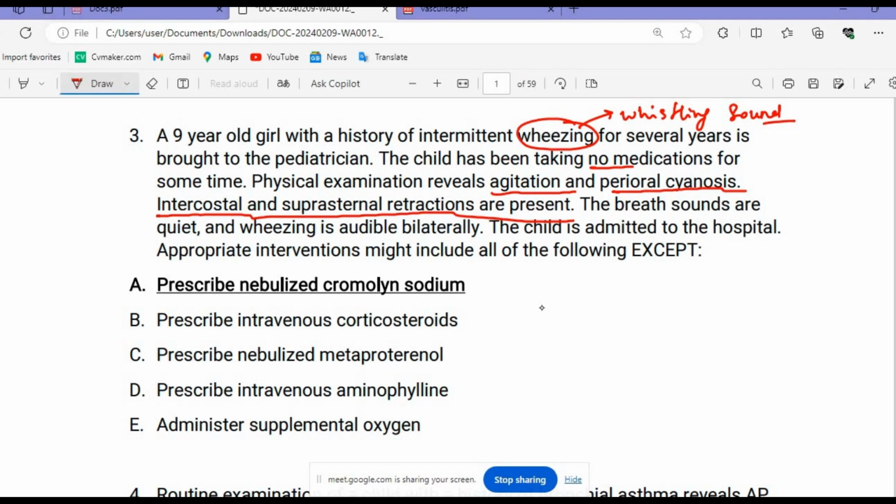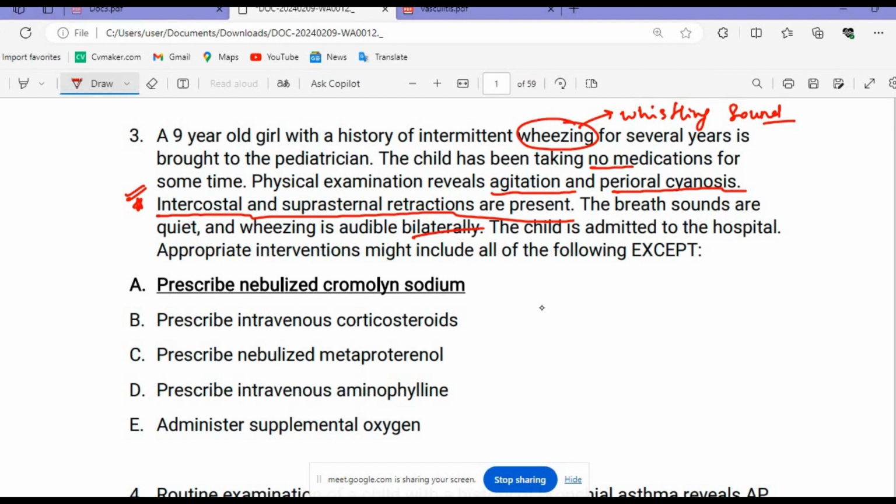See, when we talk about the scores in children, we will see the asthma and many obstructive diseases like asthma, COPD. We will have one criterion, that is the retraction of the chest. So if an intercostal or suprasternal retraction is present, that means the patient is having a severe type of something. The breath sounds are quiet and wheezing is audible bilaterally, on both sides. The child is admitted to the hospital. What will we not do?